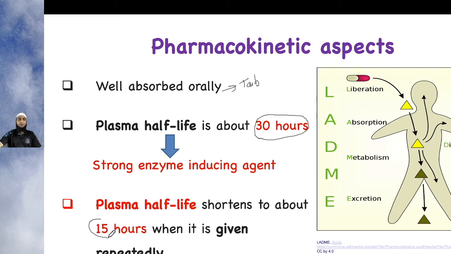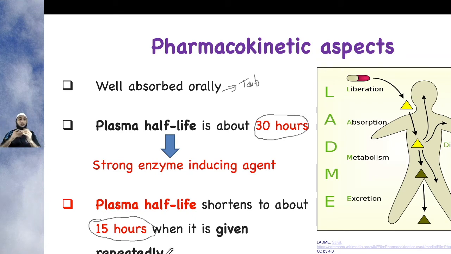So although it has a plasma half-life of 30 hours, since it is a strong enzyme inducing agent, its plasma half-life is reduced from 30 hours to 15 hours when it is given repeatedly. So when you continue the treatment with carbamazepine, generally for maybe 1 month or 2 months, after repeated administration its plasma half-life gradually decreases to 15 hours.